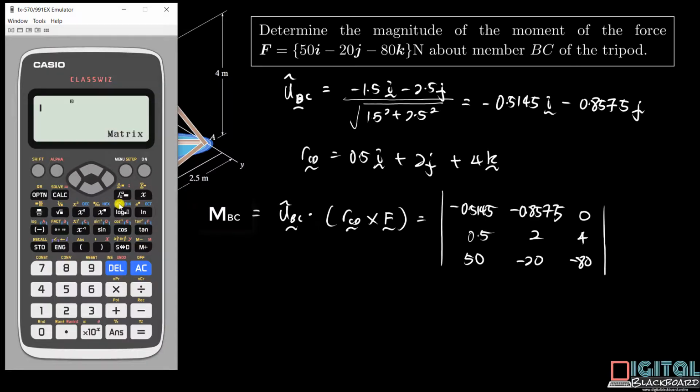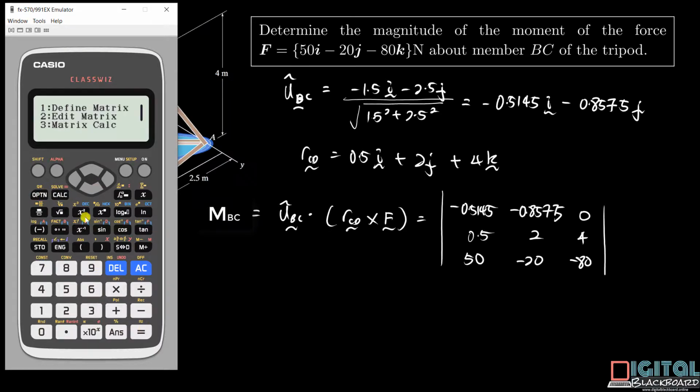So using our calculator, we edit our previous matrix. Remember that we have a matrix A stored here. So edit matrix A. This was the previous matrix that we computed. Now we have to modify the first row. The first element is minus 0.5145 followed by minus 0.8575. The second row remains unchanged, the third row remains unchanged. So that is our new matrix.